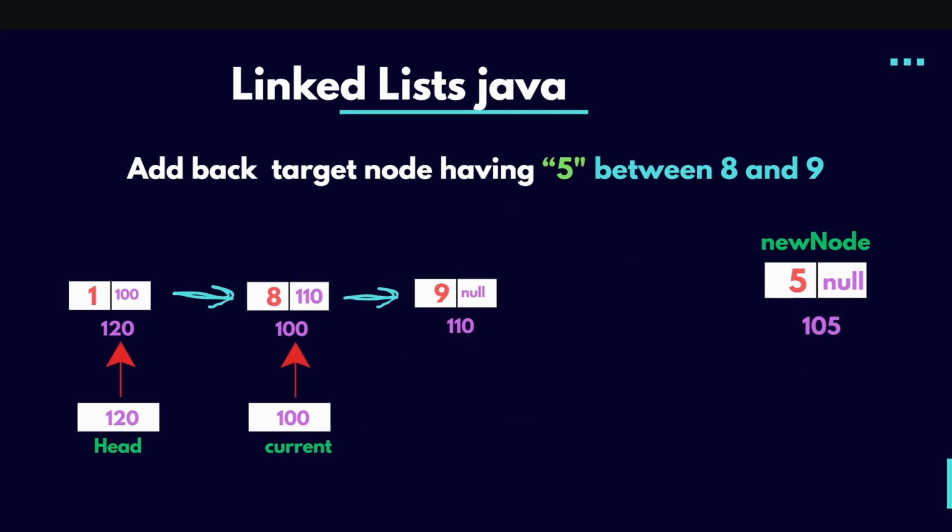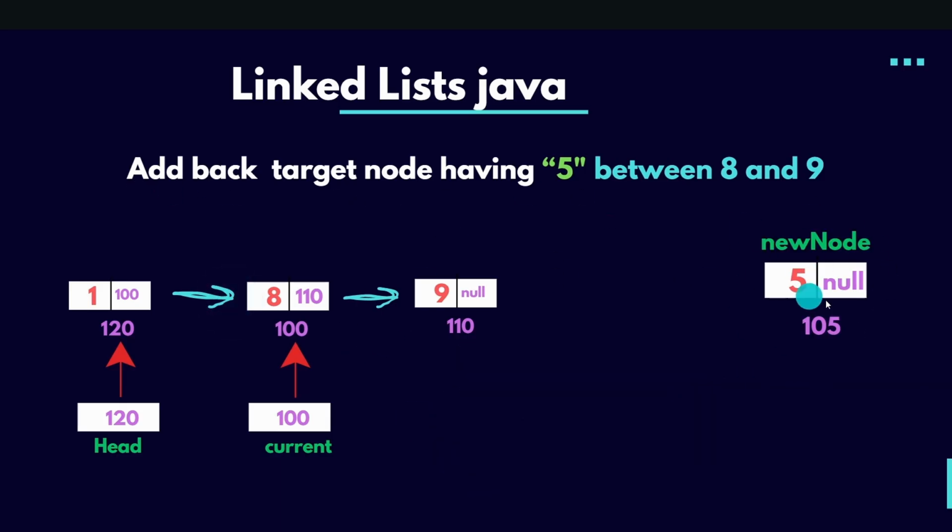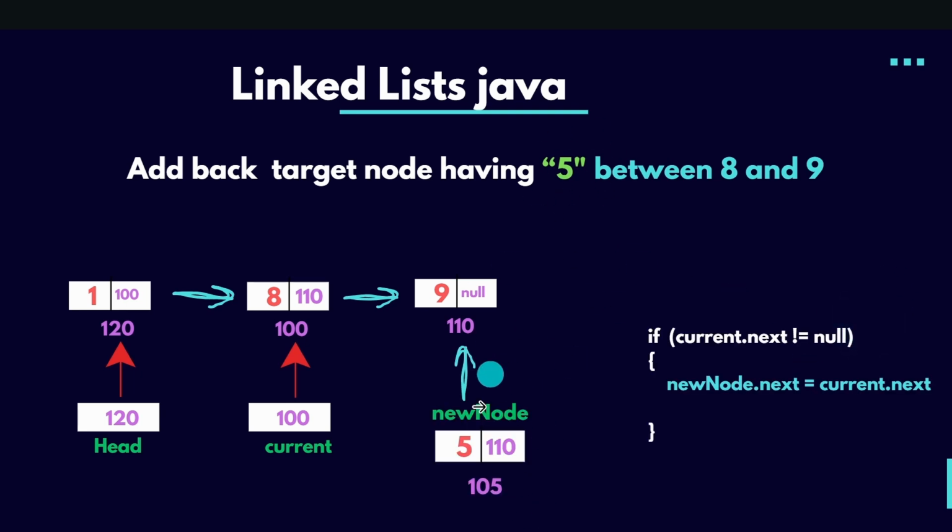After coming there, you can simply add. After coming here, you can create a new node, initialized with the data that you are trying to add, which here is 5. The next pointer is pointing to null. It has some address, 105. With the help of this simple if statement, you can check whether current.next is not equal to null. If that's the case, take new node.next, take this 110 and place it here, that is current.next. This current.next that is pointing to here, this 110 will be placed inside here. So this link has been successfully completed.